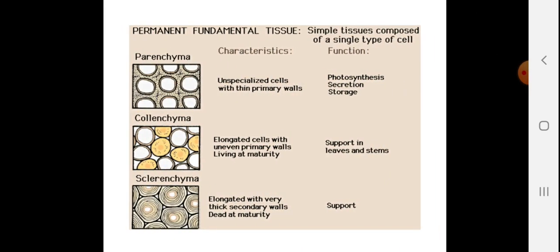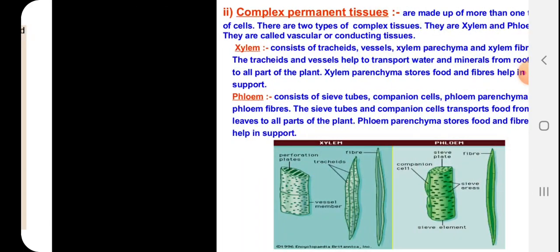Now permanent fundamental tissues, simple tissues composed of a single type of cell. Parenchyma, specialized cells with thin primary walls. Photosynthesis, secretion and storage are the major functions. Collenchyma, they are elongated cells with uneven primary walls, living at maturity. They support the leaf and the stem. And sclerenchyma, they are elongated with very thick secondary walls and dead at maturity. They are majorly providing support to the plant.